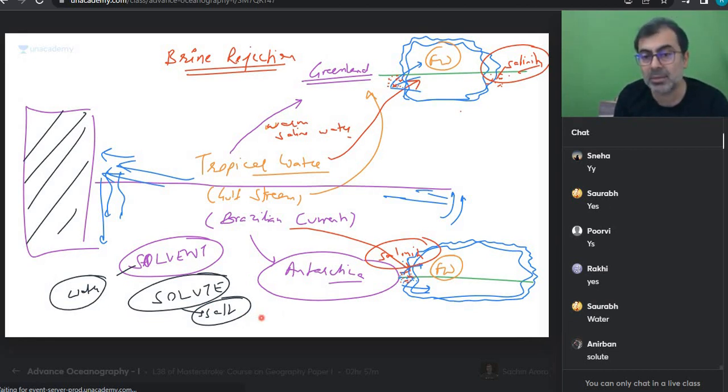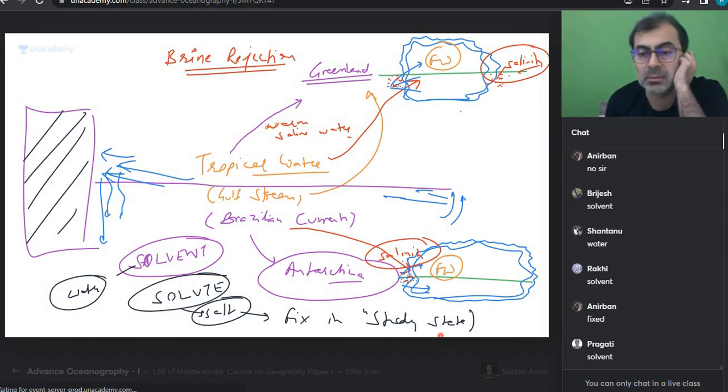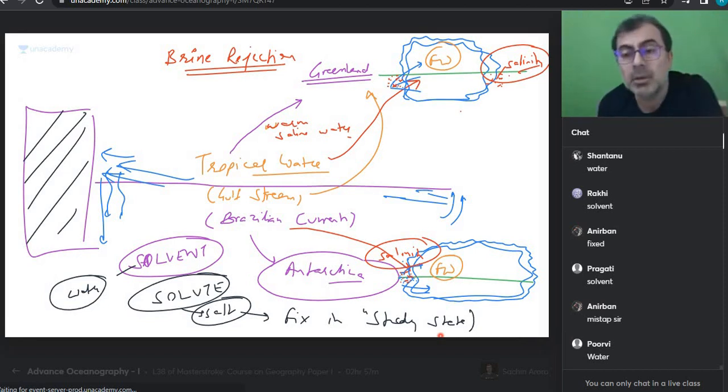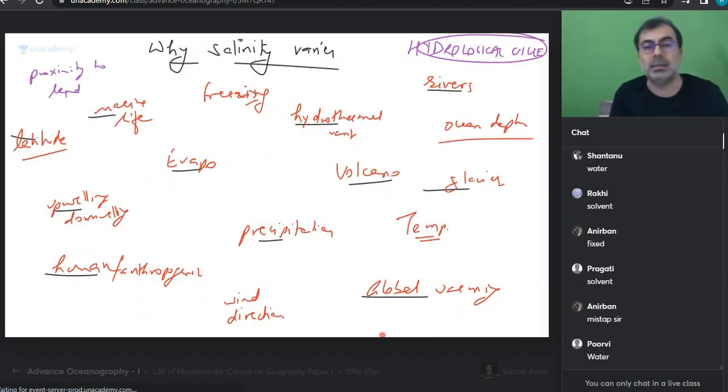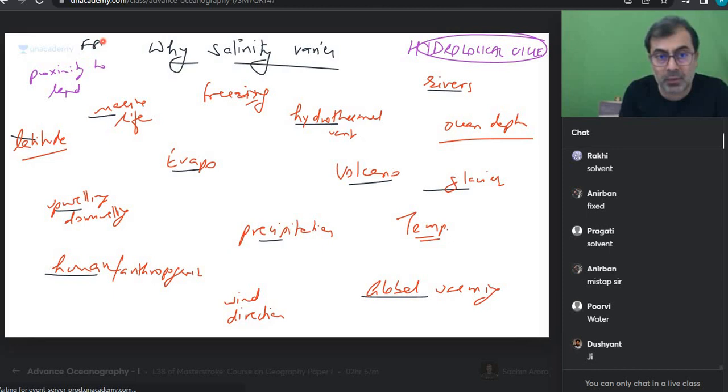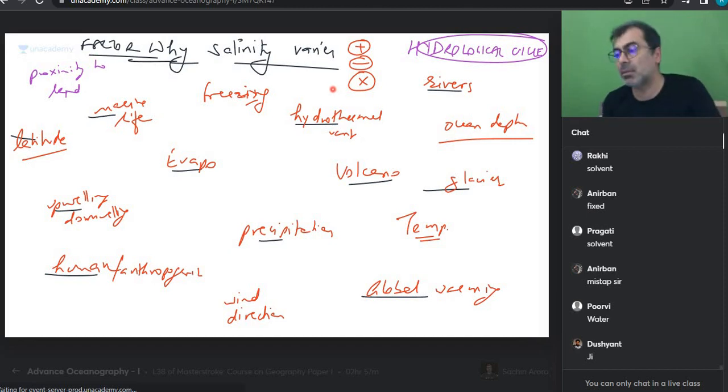I made you write this a long time ago, Anirban, that salt is fixed in the long term. We are in a steady state. Ocean salt is neither increasing nor decreasing. So then what is changing? The water is changing, because water keeps on moving away from the ocean, and it keeps on coming back. True or not? So I see the factors behind the variation of salinity to be of three kinds: plus, minus, multiplication.